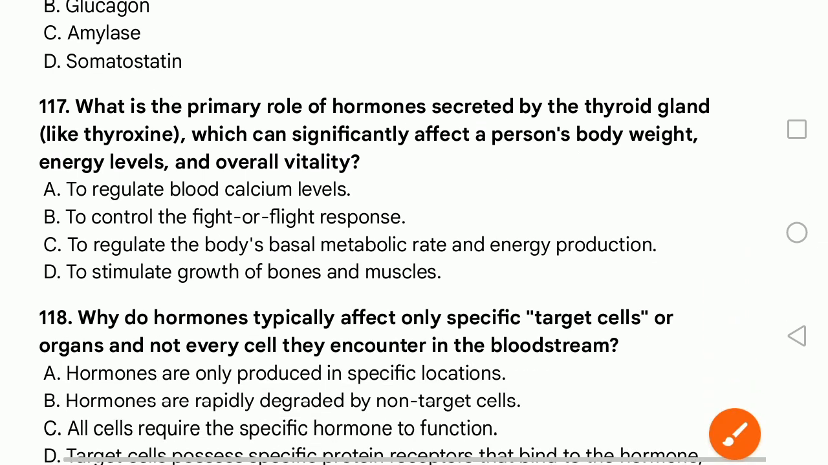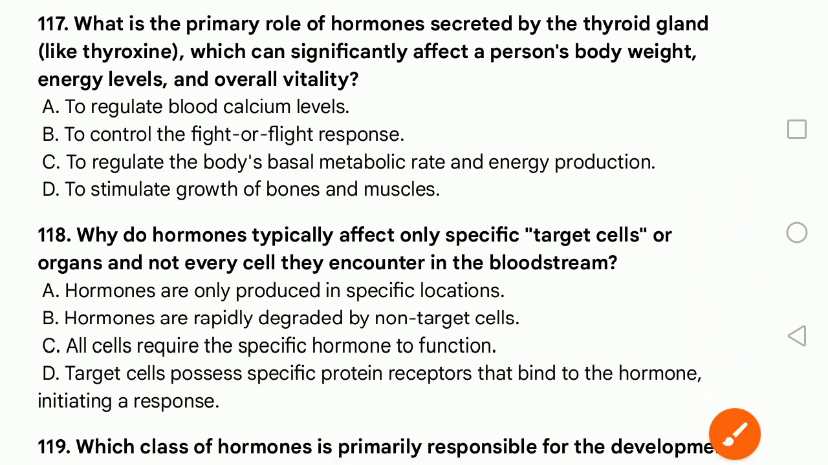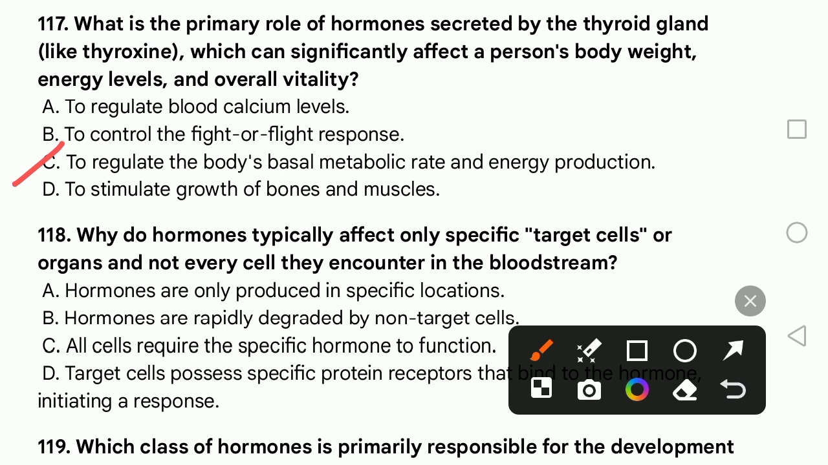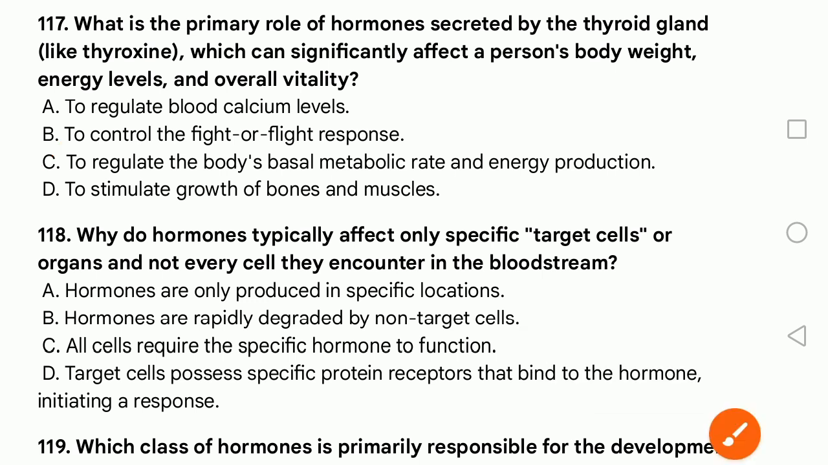What is the primary role of hormones secreted by the thyroid gland, like thyroxine, which can significantly affect a person's body weight, energy level, and overall vitality? To regulate the body's basal metabolic rate and energy production.